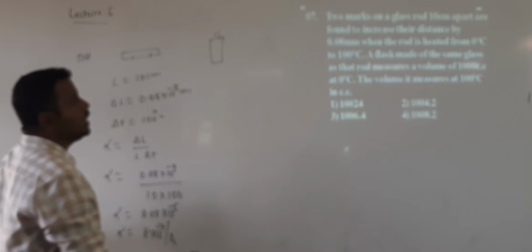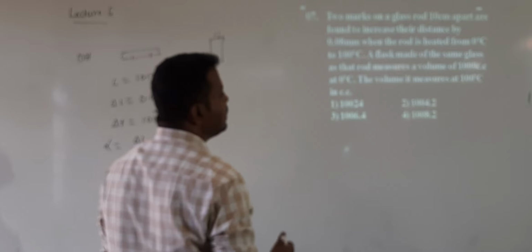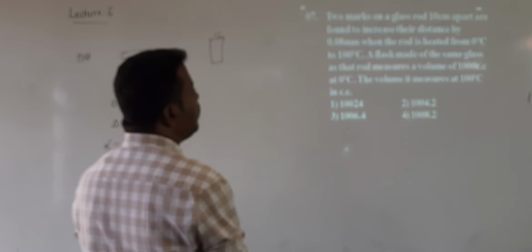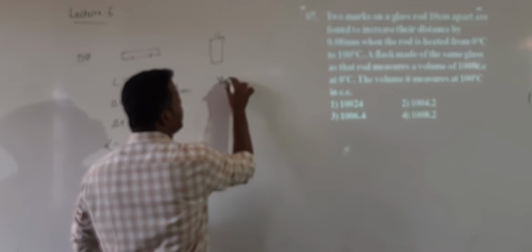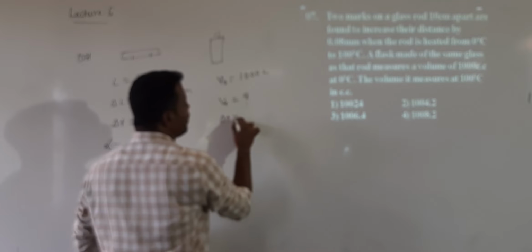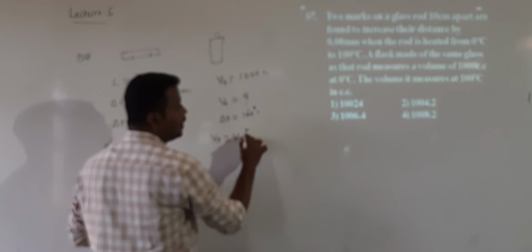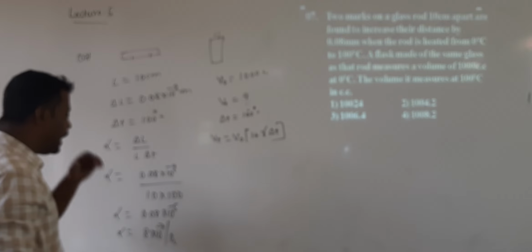Now they are asking us to calculate the volume. The volume is measured at 100 degrees. The flask is made of the same glass. The rod measured a volume of 1000 cc at 0 degrees. What they have given is the volume at 0 degrees, 1000 cc. They are asking us to calculate the volume at 100 degrees. Here also the rise in temperature is 100 degrees Celsius. Correct? What is the formula for Vt? Vt is equal to V0 into 1 plus gamma into delta T. But the gamma value is not given.